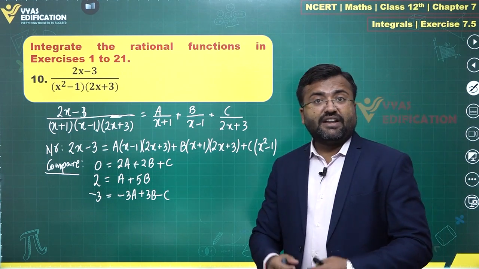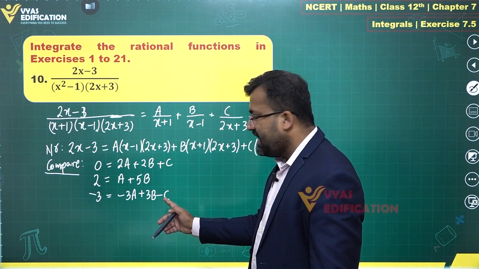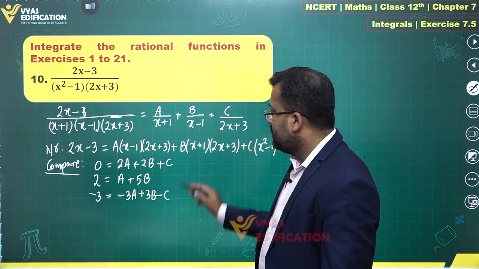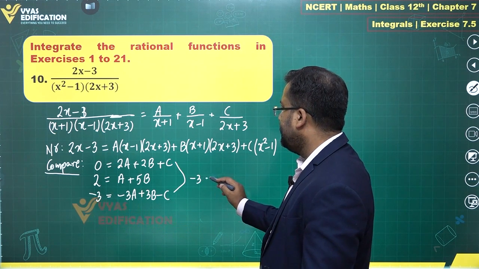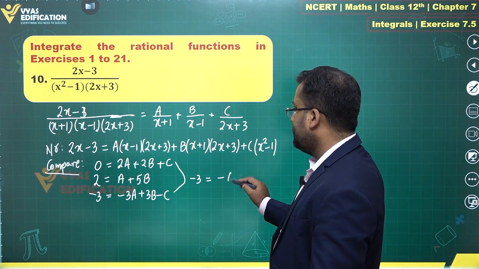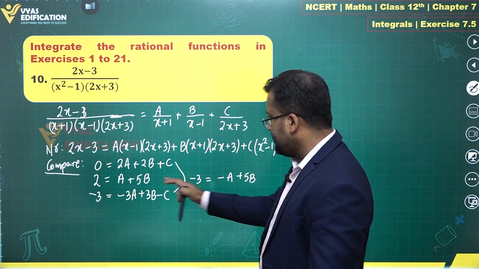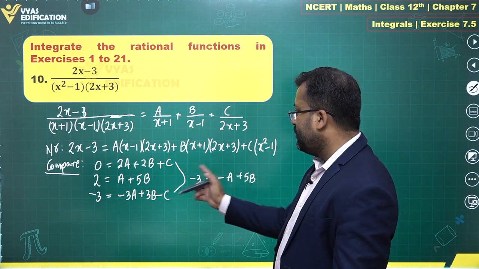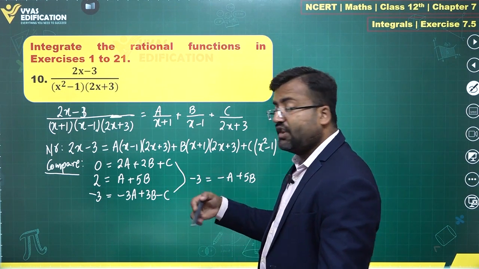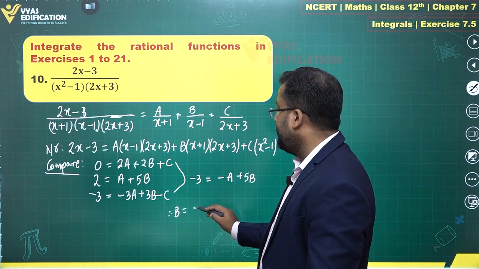Now, let's find the values of a, b and c by solving these equations. So this has c, this has c, so we can eliminate c from these two. Adding these two, what do you get? Minus 3 is equal to minus a plus 5b. And using this with this, adding them together, minus a and a get cancelled. 10b is equal to minus 1. So you get the value of b as minus 1 by 10.